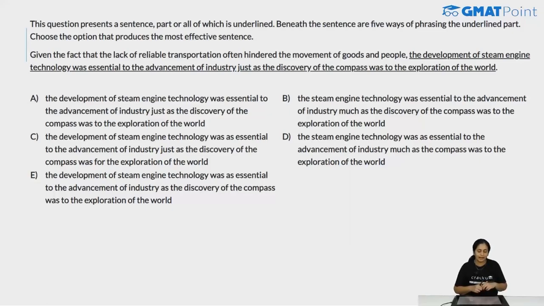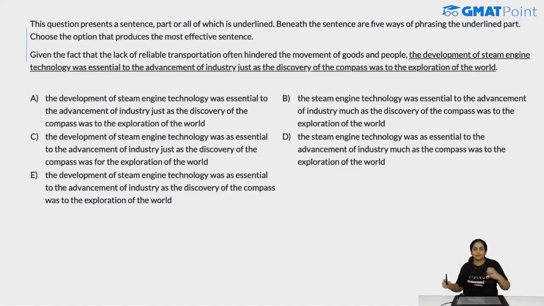Given the fact that the lack of reliable transportation often hindered the movement of goods and people, the development of steam engine technology was essential to the advancement of industry, just as the discovery of the compass was to the exploration of the world. So, in the underlined part of the sentence, we have a comparison that the development of the steam engine was as important as the discovery of the compass for the exploration of the world.